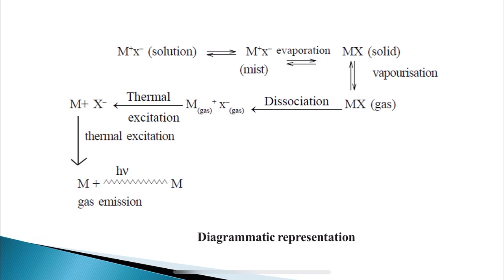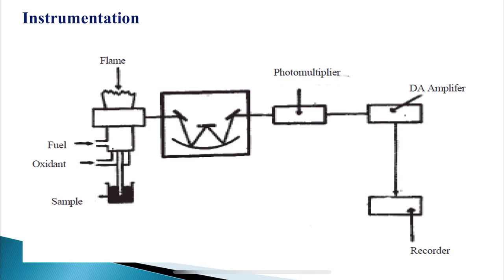Okay. And our next part of interest in this topic is instrumentation. So, the essential components of flame photometry, I can classify into 4 types: the first one is a pressure regulator, the second one is the nebulizer, the third is the optical system and detector, and the fourth one is the amplifier and readout system.